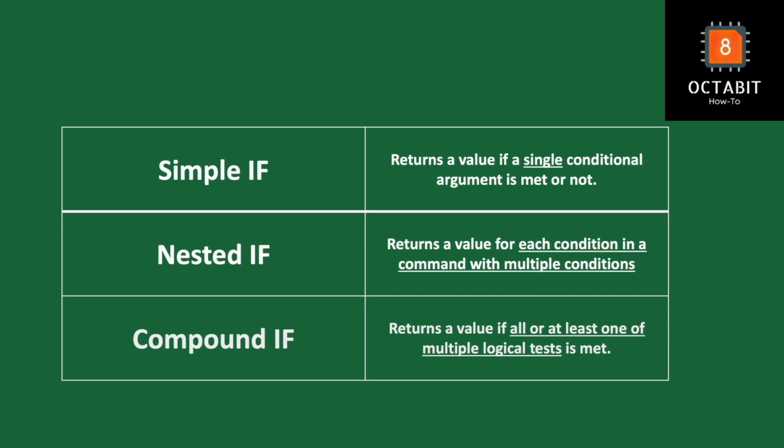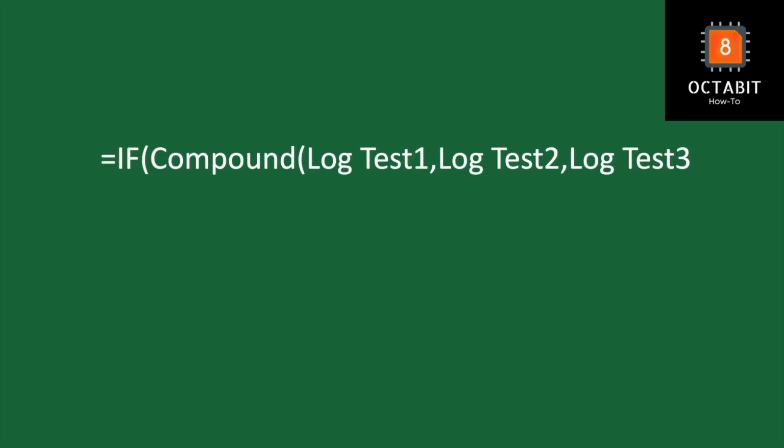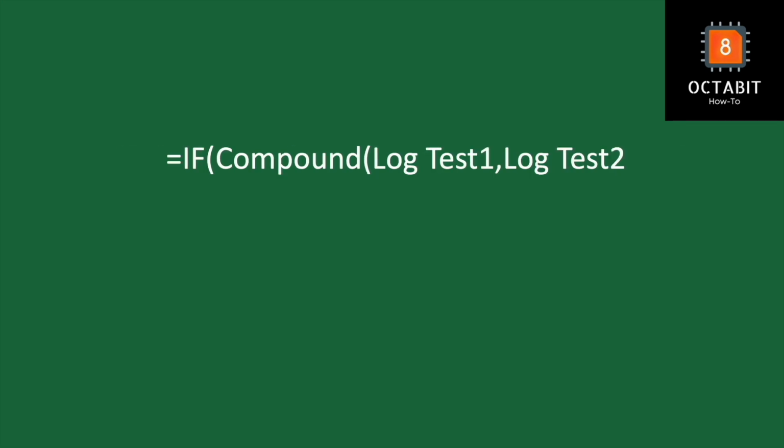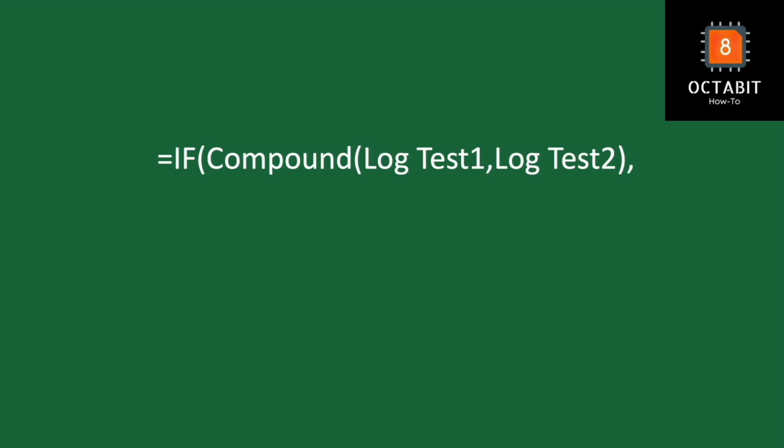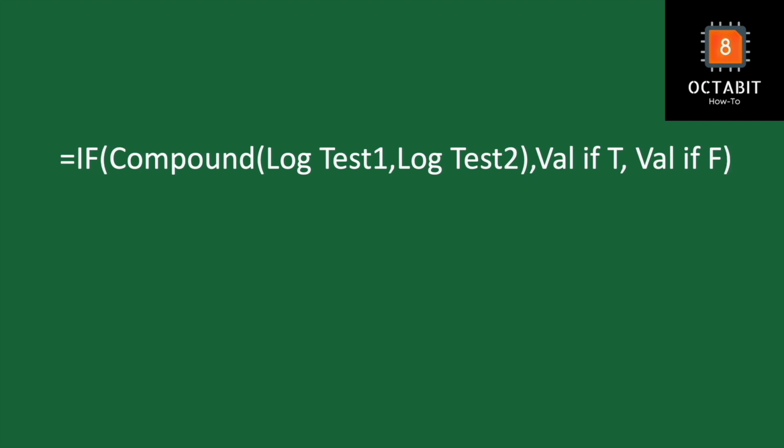For the formula, we start with an equal sign, if, an open parenthesis, a compound command, an open parenthesis, your logical test 1, comma, and your logical test 2. If you have more than 2 logical tests, you can add another comma, your logical test 3 and so on. Otherwise, you can add a close parenthesis, a comma, your value if true, another comma, your value if false, and a close parenthesis.